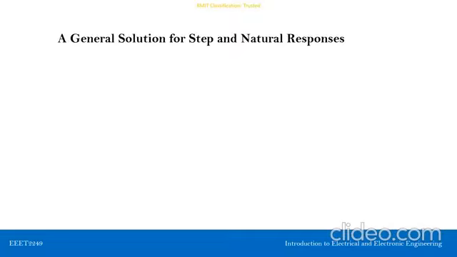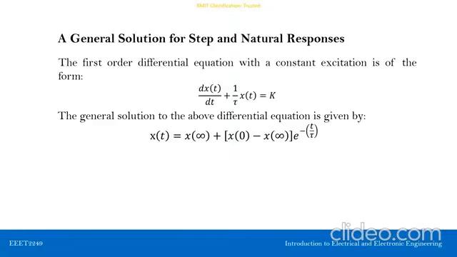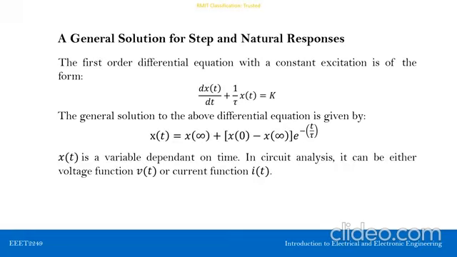Now we will discuss a general solution for step and natural response. The first order differential equation with a constant excitation is of the form dx/dt + (1/tau)x(t) = k, where k is a constant. The general solution to the above differential equation is given by x(t) = x(infinity) + [x(0) - x(infinity)] e^(-t/tau).